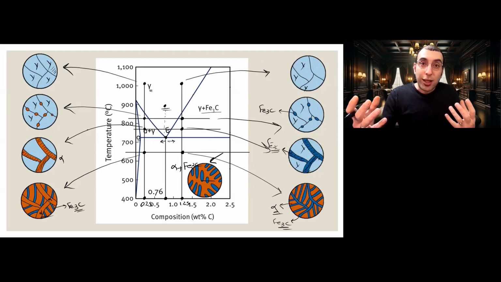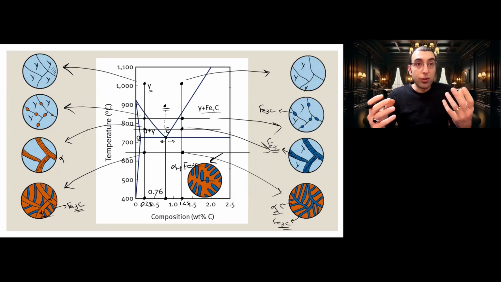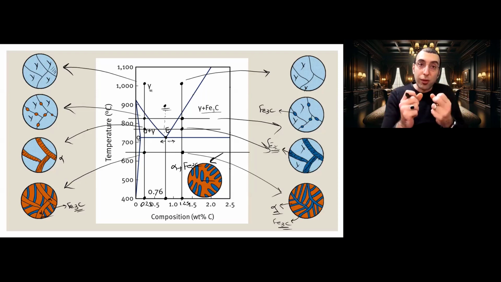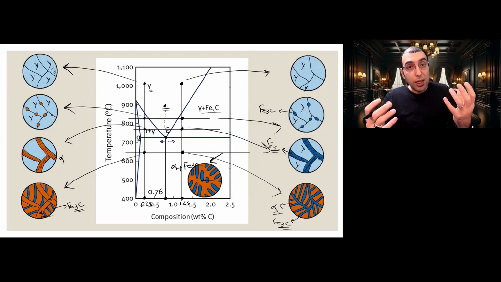Cementite, on the other hand, the name kind of gives it away. Cementite is very hard and brittle, as opposed to ferrite. Ferrite is really soft and malleable, and cementite is really brittle and hard. It's like ceramics, a ceramic-like behavior, but ferrite is like a purely metal behavior.